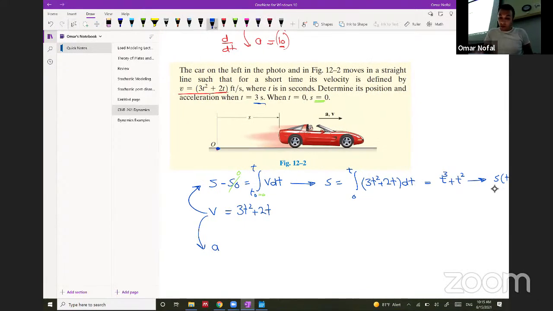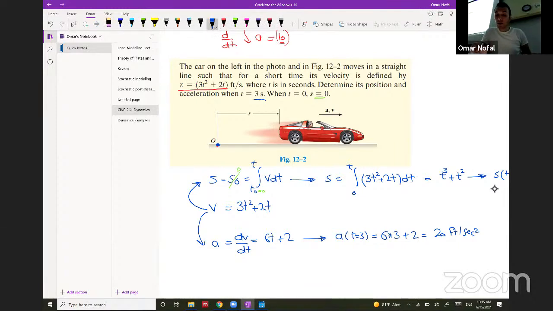All right, so let's get to a, which is much easier. So a will be equal to dv/dt. If you differentiate this relationship, it will give you 6t plus 2. If you want to get a at 3 seconds, it will be 6 multiplied by 3, which is 18, plus 2, which should give you 20 feet per second squared. So this is the solution for this problem. We got all what it wants, the position and acceleration at t equals 3 seconds.